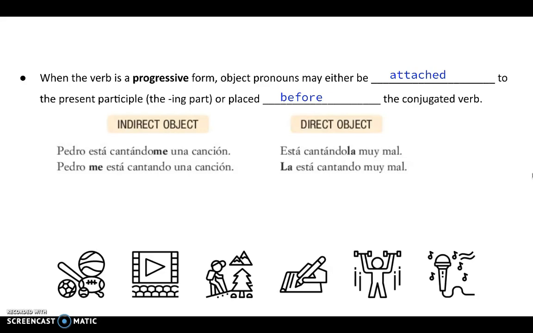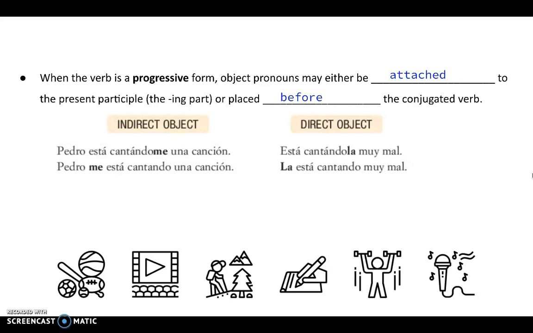Okay, it can be a little challenging, but it's not a huge grammatical element, but it is very important for correct writing in Spanish. Okay. An example of a direct object, está contándola muy mal. La está contando muy mal. Someone is singing it, or Pedro is singing the song very poorly. So the la here does not refer to a girl, the person he's singing to. It refers to what he is singing.